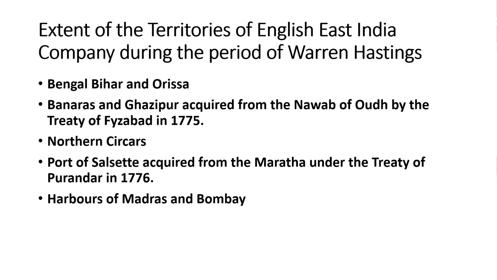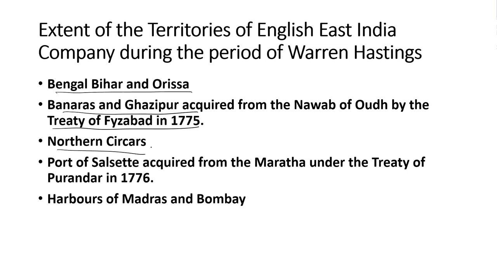The extent of the territories under the English East India Company during the period of Warren Hastings. During the period of Warren Hastings, the English territories consisted of Bengal, Bihar and Orissa. They got them in 1765. Benares and Ghazipur were acquired by Warren Hastings from the Nawab of Oudh through the Treaty of Faizabad in 1775. Under this treaty, Warren Hastings got Benares and Ghazipur.